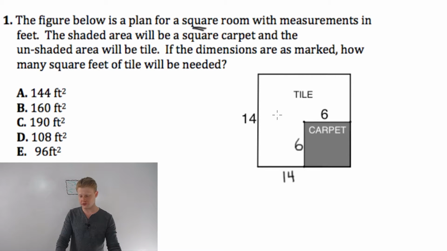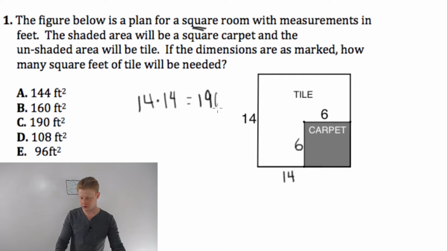So let's just start by finding the area of the big square first. So 14 times 14, that's 14 squared. Side squared, right, is another way to find the area of a square. 14 times 14 is 196. You could also say length times width. 196.